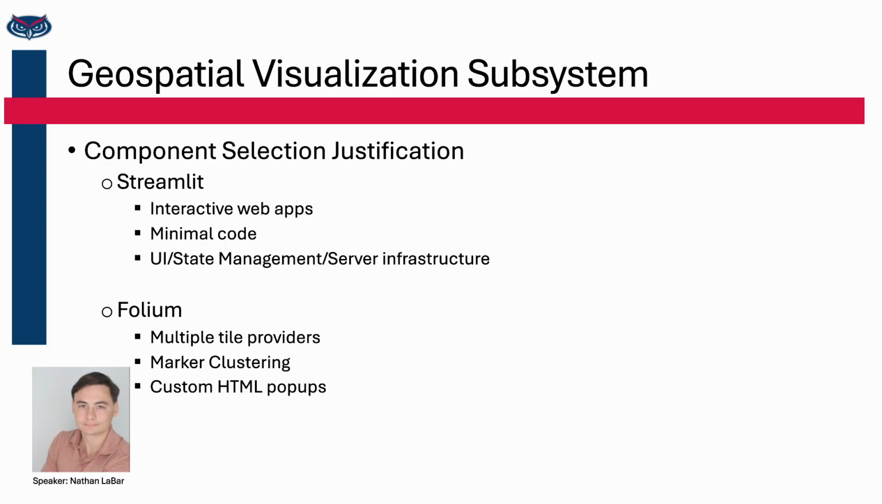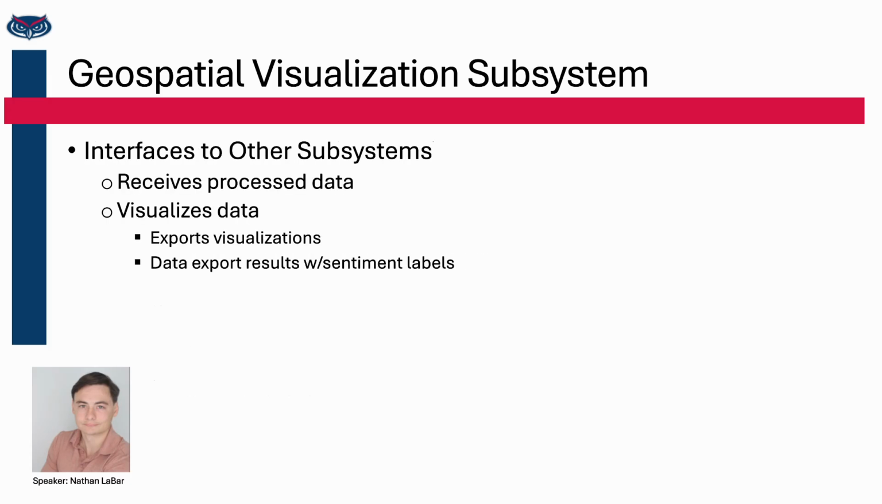We chose Streamlit because it handles UI, state management, and hosting without requiring a full web framework. It lets us focus on functionality rather than front-end development. We chose Folium because it supports different map tile providers, HTML pop-ups, and clustering, which are important for mapping large numbers of tweets. These tools let us build a geographic analysis tool with minimal overhead. The subsystem receives processed data directly from the sentiment analyzer and outputs both visual maps and CSV exports of our processed data.